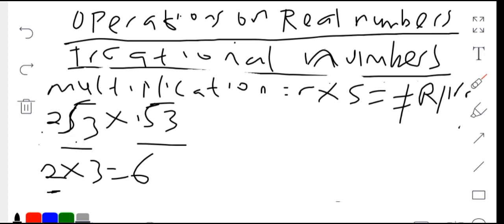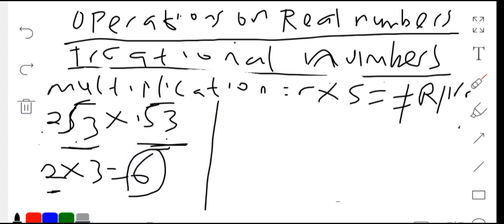Then square root 3 times square root 3 is going to give me 3. I told you before, it's just a rule. When you multiply two square roots with the same number inside, it's going to give you the number inside. That is going to give us the radical inside. So that's why we're having 3. So 2 times 3 gives us 6. This is a rational number.